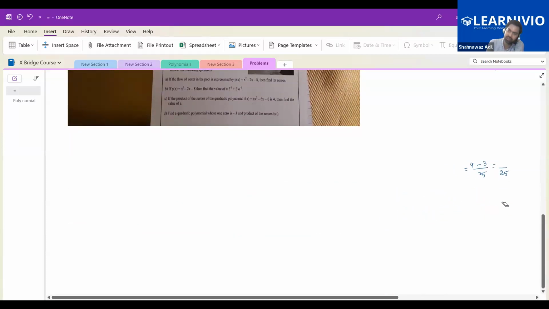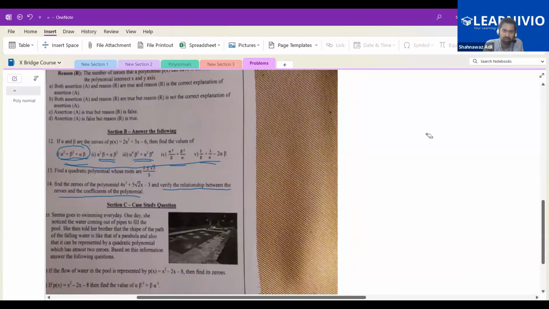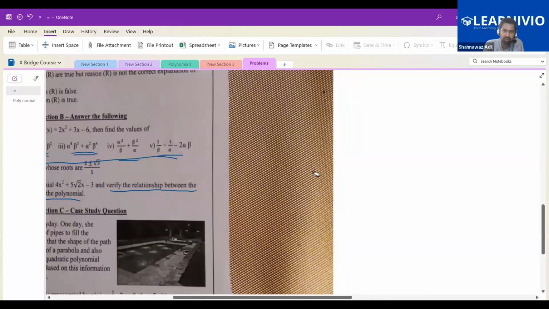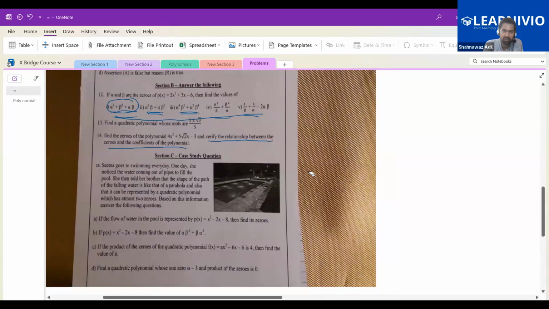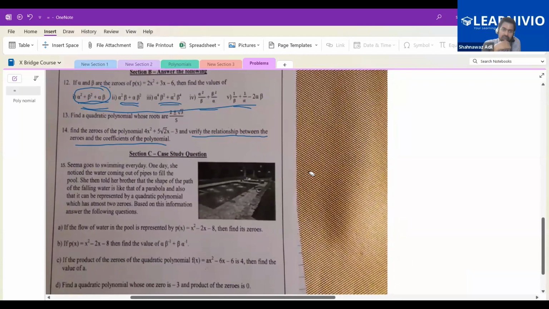Sir, I am actually only confused about sum and product. I know the values, but I don't know when to apply the sum and product, or when we have to split the middle term and find alpha and beta separately. When they want you to verify the relationship, then you find the zeros. Otherwise, remembering or identifying the sum and product would be enough to solve any question.